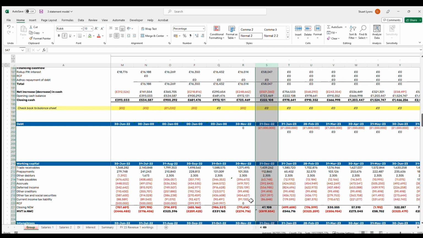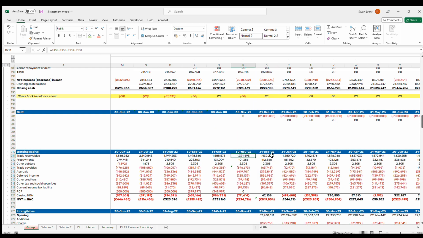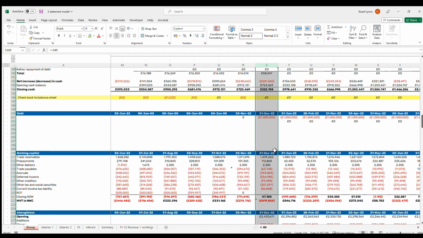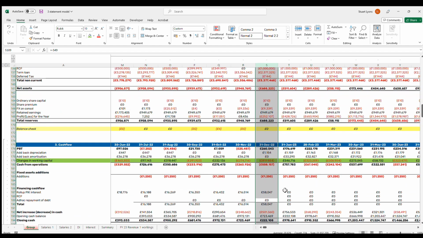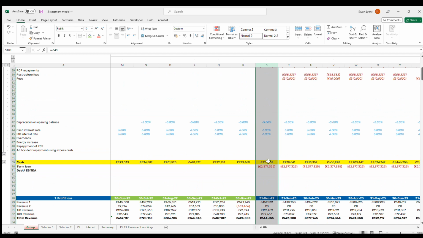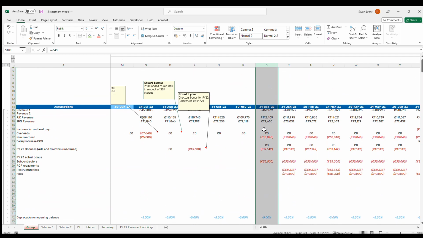So let's go down to our movement of working capital. You can see here, this looks pretty good because I've done it a few times before, but often when you join actuals to your model, you get a mad movement in working capital. That's because your debtor days are wrong. You haven't calculated your debtor days or your creditor days correctly, right?